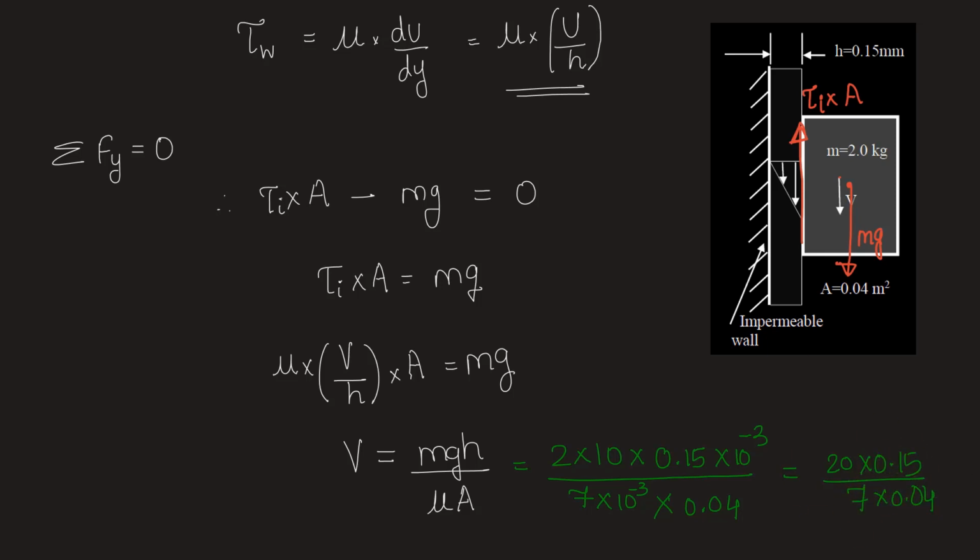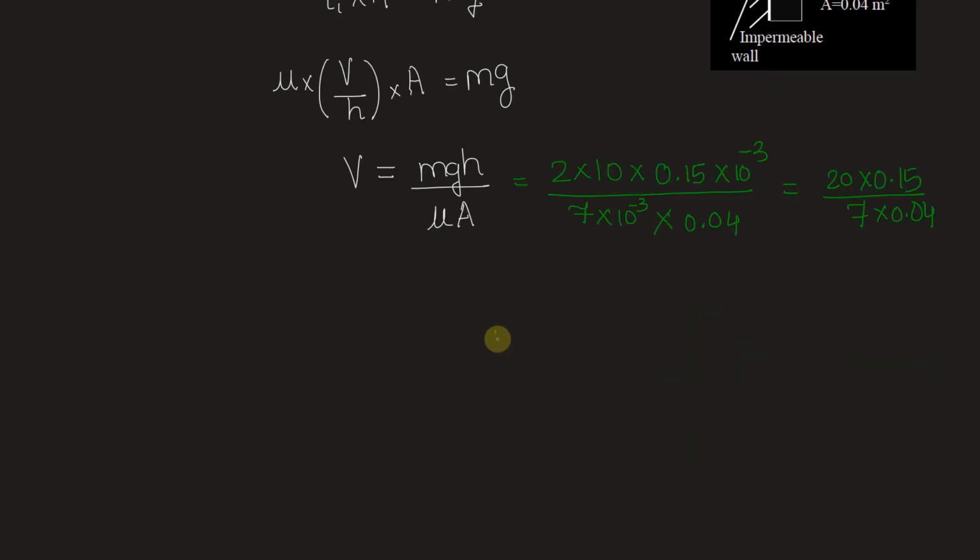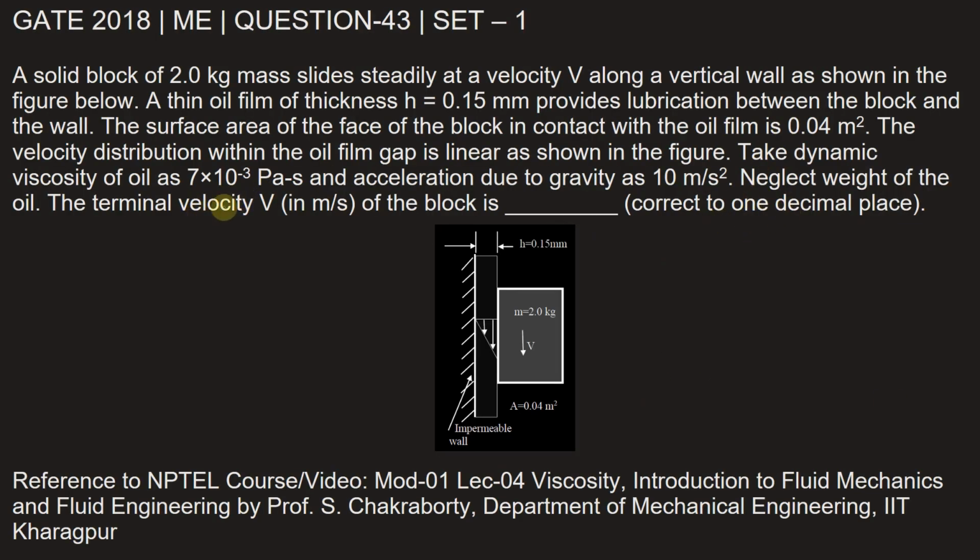You can put this in the digital calculator and it calculates to velocity as 10.714 meter per second. Let's fill in the answer in 2 decimal places. So we have terminal velocity v of the block is 10.71 in the unit meter per second.